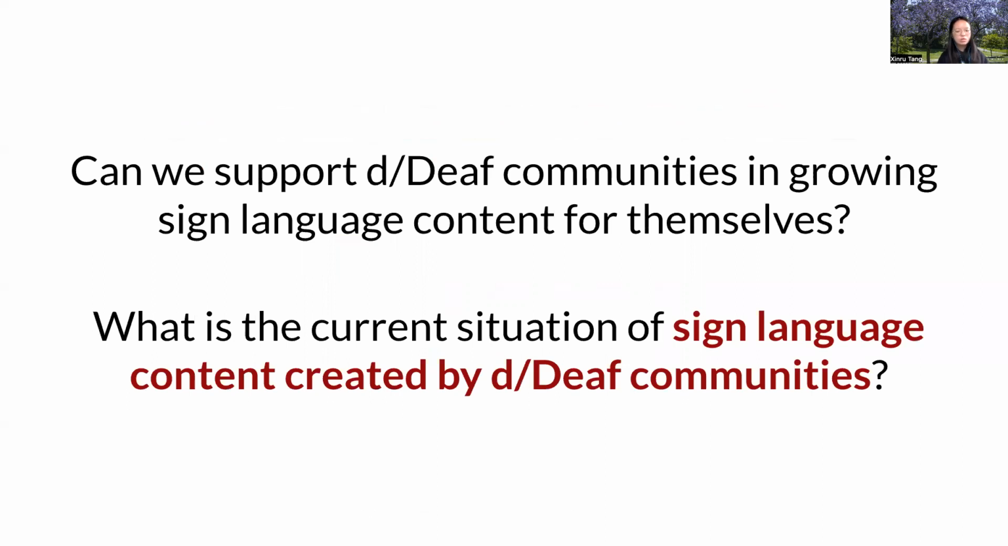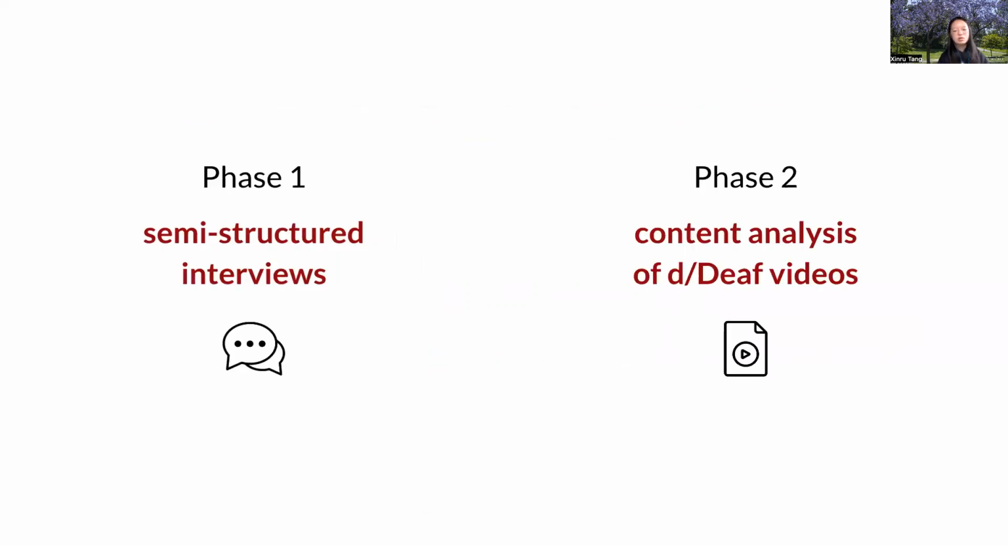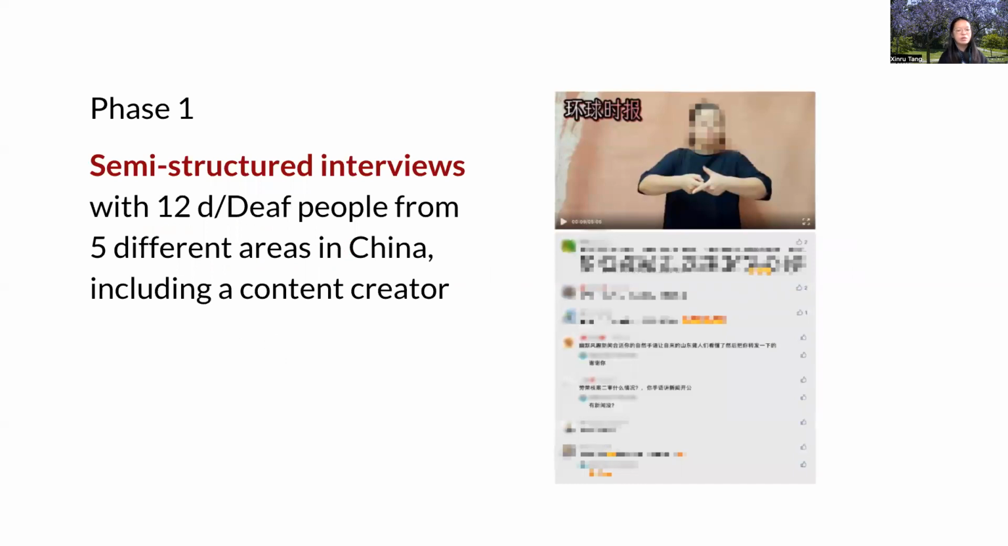To address the research question, we conducted a two-phase study. We used interviews as our primary method and added content analysis for better interpretation of the interview results. Let's go into the details. We began our study with semi-structured interviews with 12 deaf people in China, including one sign language content creator. During the interviews, many of our participants mentioned that sign language videos created by deaf people are very popular among deaf people in China. Here's a typical example of this type of video.